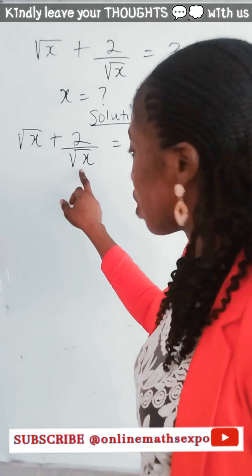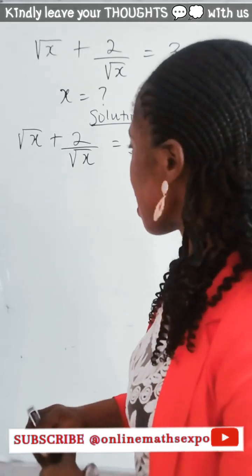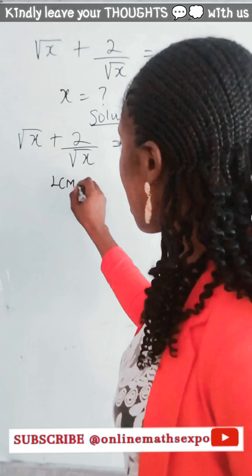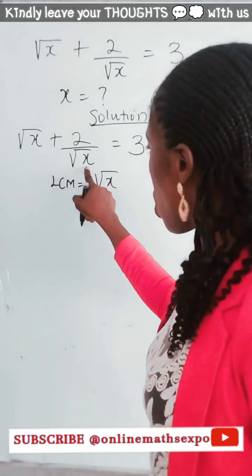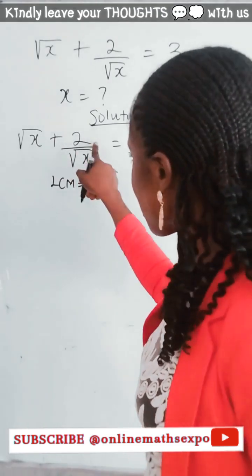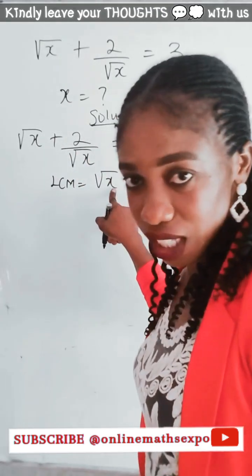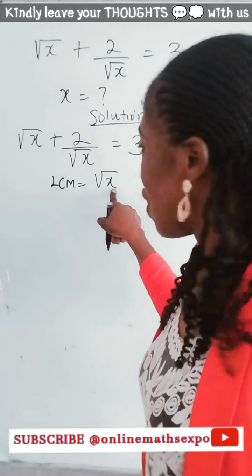So let's try to remove this denominator, which we can say is the LCM. So it means that the LCM here is this root x. To remove this, we are going to multiply each term by this LCM, this denominator. I hope you are following. So let's do it now.